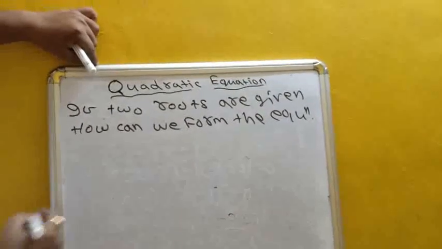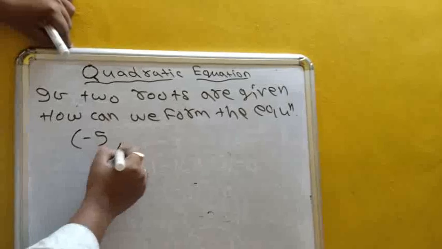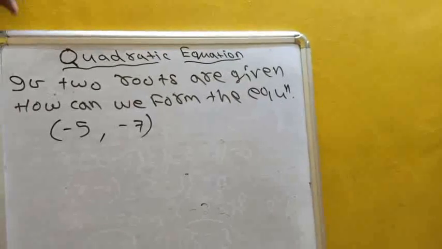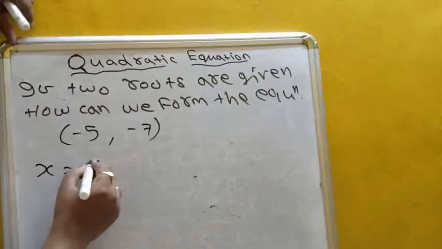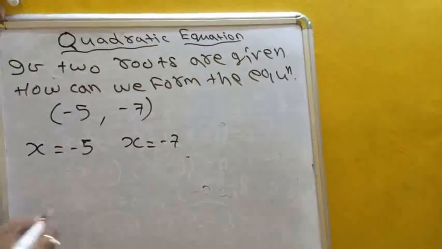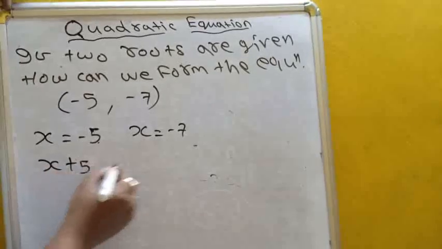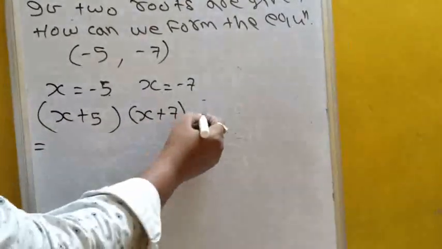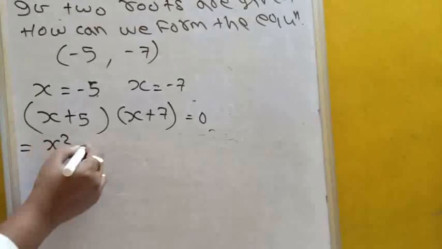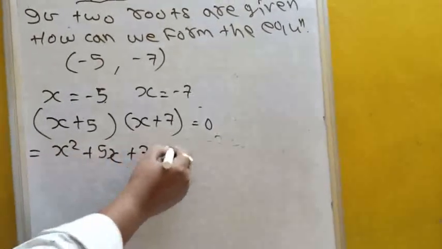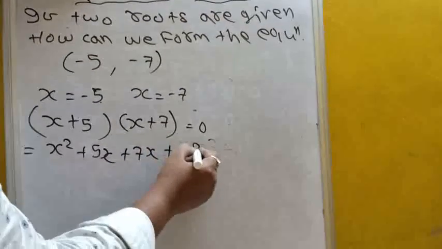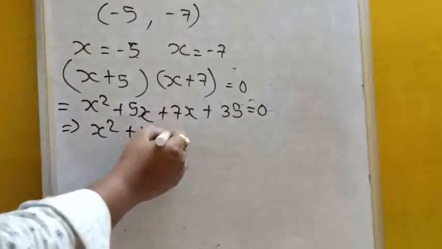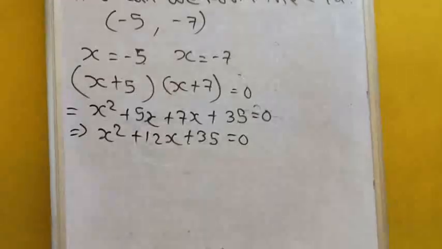If he tells you two solutions, I have taken here minus 5, minus 7 as the two solutions. Here I can tell you two methods. First, what you have to do, x equals, you write minus 5, x equals, write minus 7. Minus 5 goes to this side, meaning plus 5, minus 7 goes this side, meaning plus 7. Okay, yes or no? Then after that you multiply. Equal to 0 you write, multiply: x square plus 5x plus 7x plus 7 into 5, how much? 35 equals 0. So the equation is x square plus 12x plus 35 equals 0. Okay.